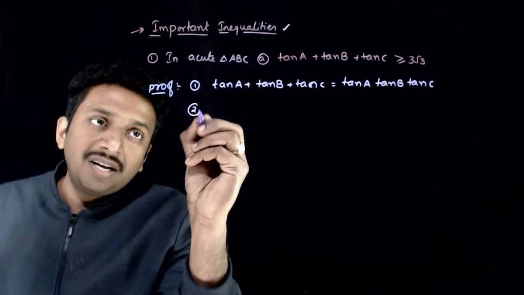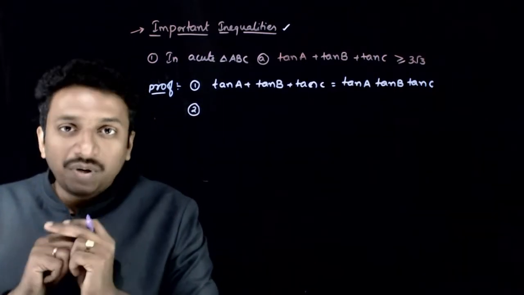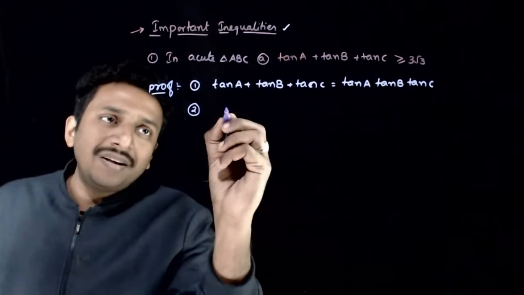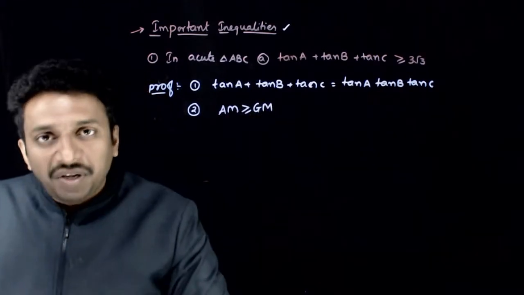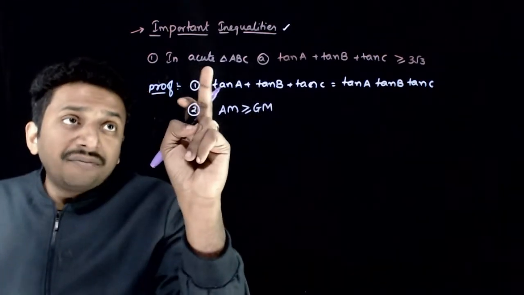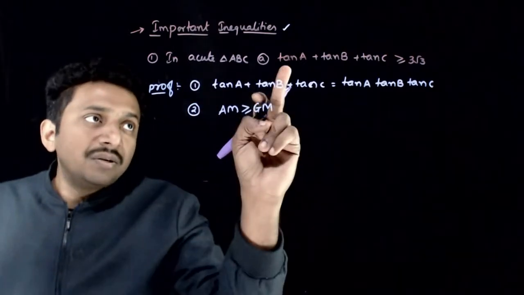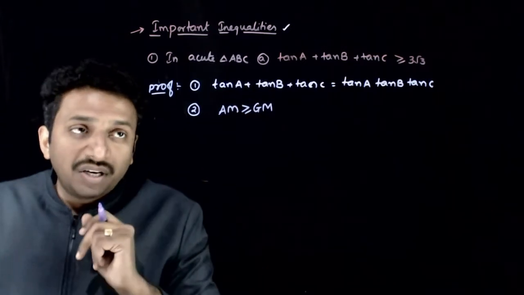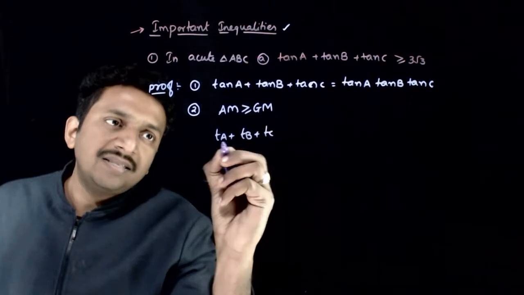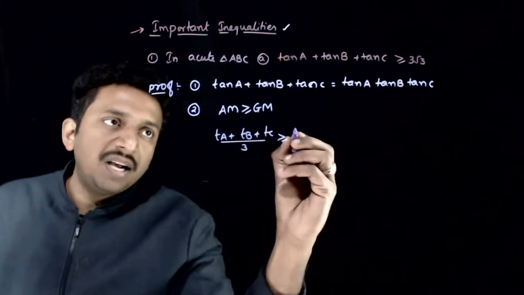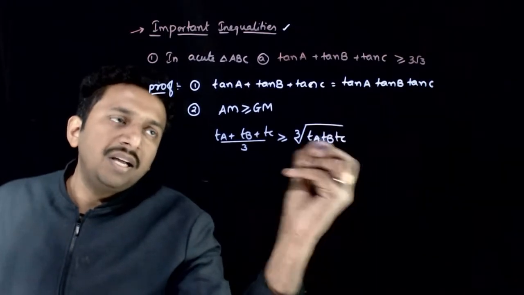And the next result is regarding the concept of arithmetic mean and geometric mean. If you have three positive quantities, the arithmetic mean will always be greater than or equal to the geometric mean. So if you have an acute angle triangle ABC, that means all the triangle angles are acute angles, so tan A, tan B, tan C all are positive numbers. So (tan A plus tan B plus tan C) by 3 will always be greater than or equal to the cube root of tan A into tan B into tan C.